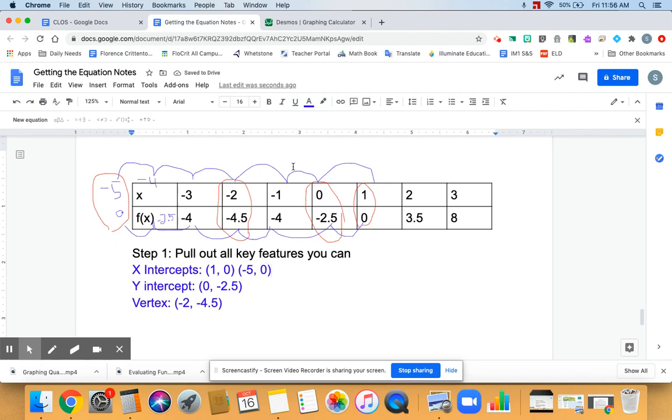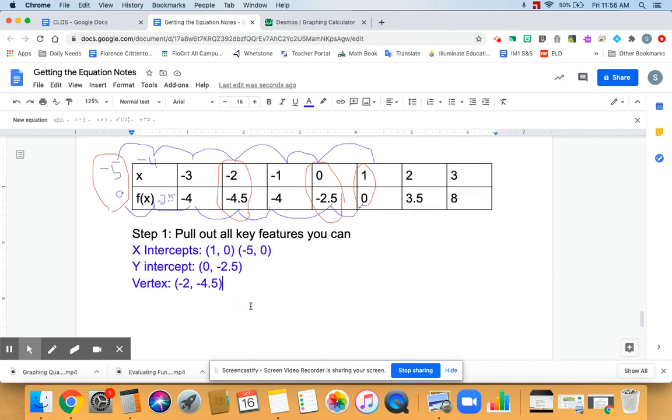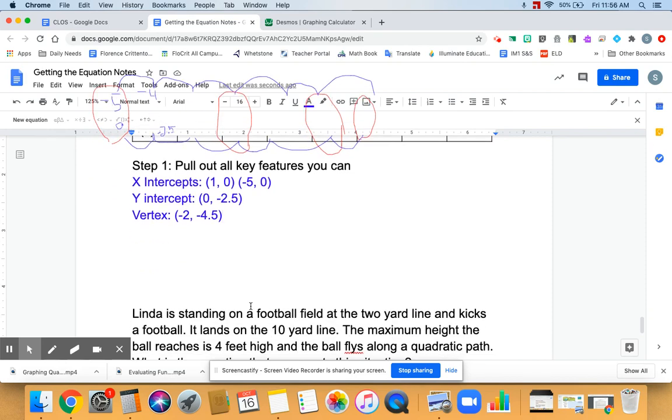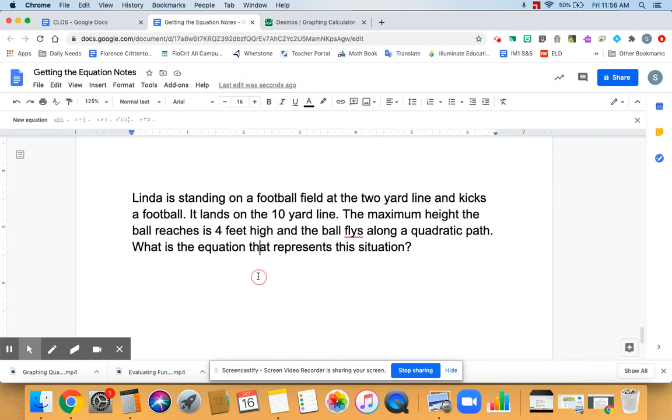So in a table, if you know where one of the x-intercepts is and where the vertex is, you could keep going in the other direction to figure out where the other x-intercept is. But you don't have to do that. You don't have to do that to get the equation. You can, so it's a cool trick if they want to know what the other x-intercept is. Like, you could always figure it out, but it's not necessary to figure out the equation all the time. All right, so I pulled out everything I could from my table.